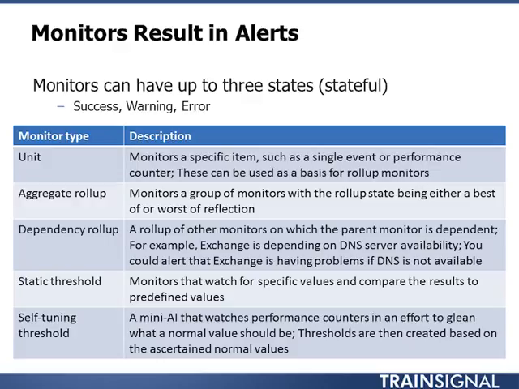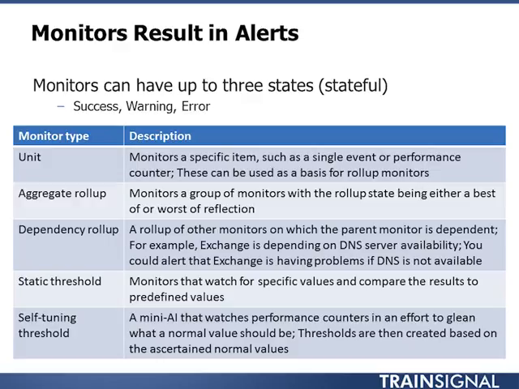As you can see on your screen, there are 5 different kinds of monitors that we can work with. One is called a unit monitor, and this monitors a specific item, such as a single event or a performance counter. And you can use these as a basis for what are called roll-up monitors, and you'll see what that is soon. In fact, I'll show you a diagram of what a roll-up monitor looks like. The first type of roll-up monitor we have is called an aggregate roll-up. This monitors a group of monitors, with the roll-up state being either the worst or the best reflection of the state of that group of monitors. And again, in a minute you'll see a diagram that'll make this a bit more clear, I think.